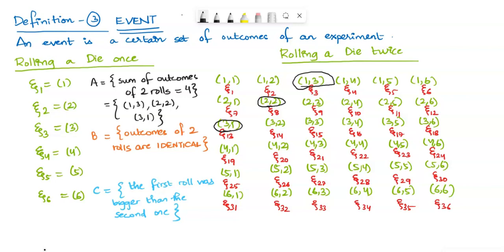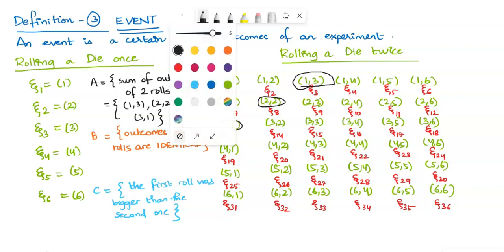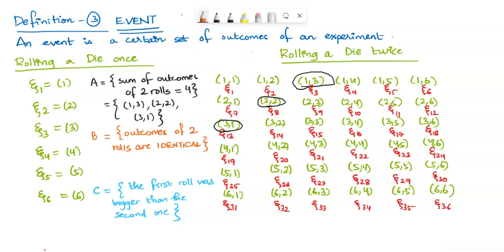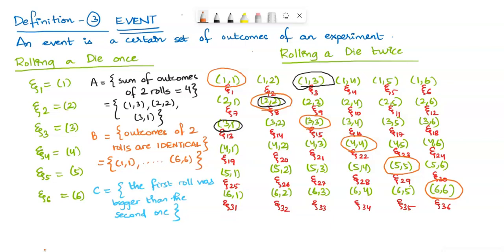Now coming to the second event, where the outcomes of two rolls are identical. For that we have 1, 1, 2, 2, 3, 3, 4, 4, 5, 5 and 6, 6. So we have outcomes starting from 1, 1 to 6, 6 satisfying this particular event.